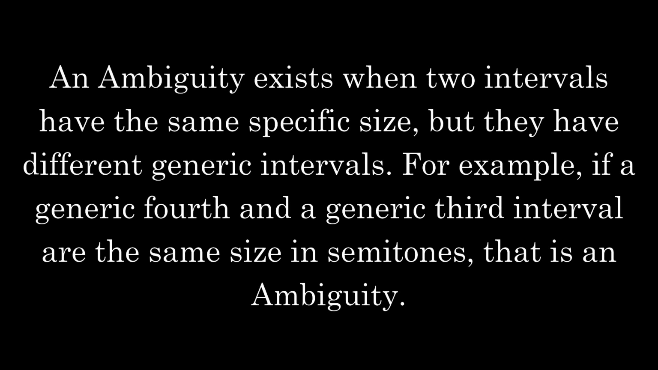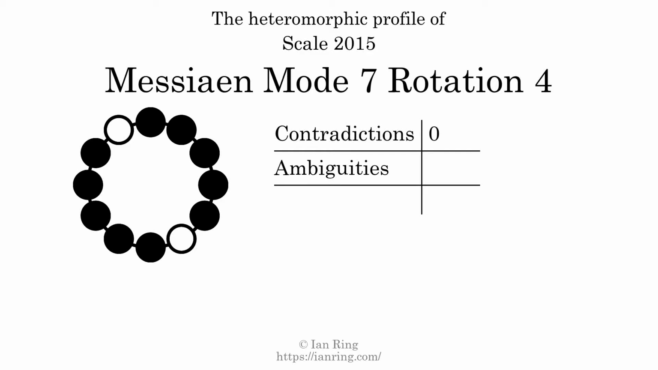An ambiguity exists when 2 intervals have the same specific size, but they have different generic intervals. For example, if a generic fourth and a generic third interval are the same size in semitones, that is an ambiguity. The number of ambiguities in this scale is 80.